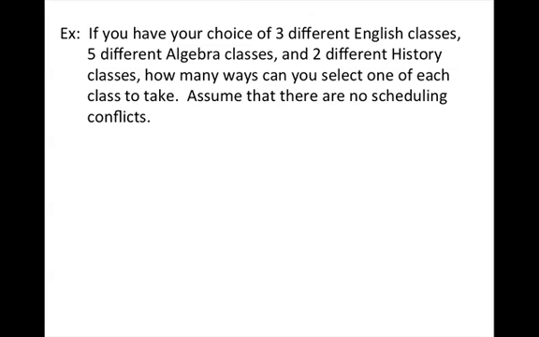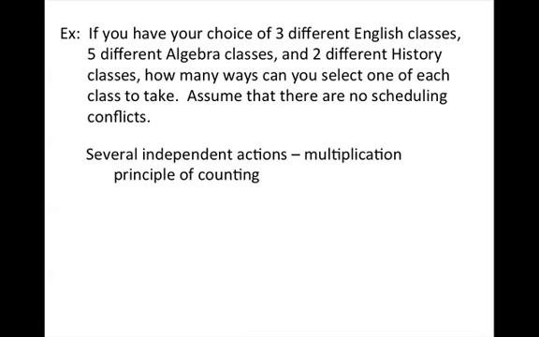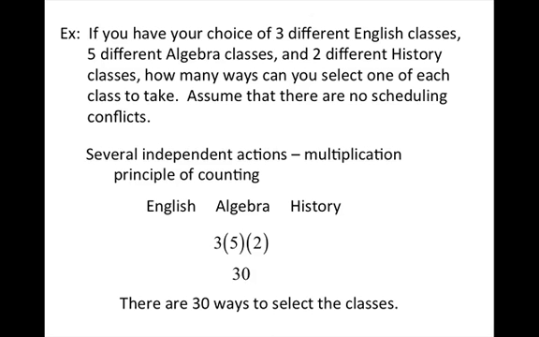This we're going to use our multiplication principle. There's several independent actions. So we're going to take the 3 for the English, the 5 for the algebra, and the 2 for the history, and we're going to multiply those. We end up getting 30, so there are 30 ways to select the classes.